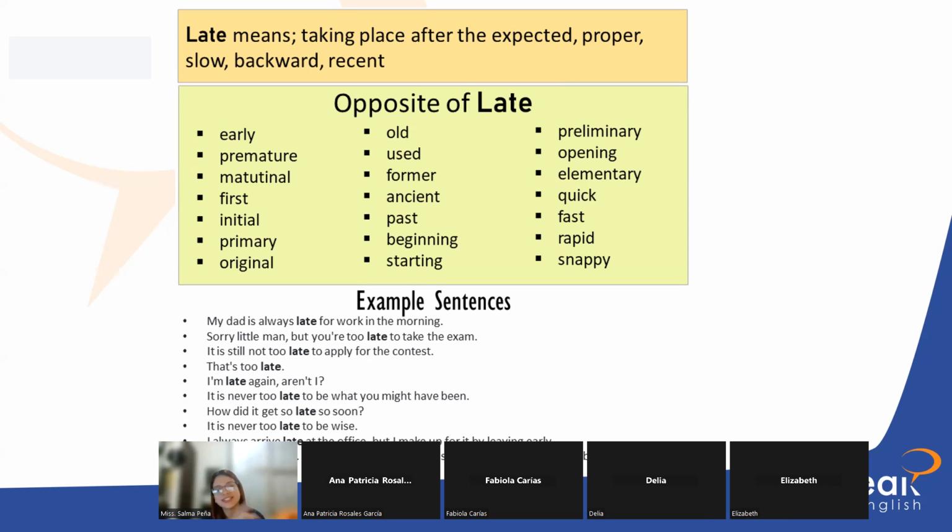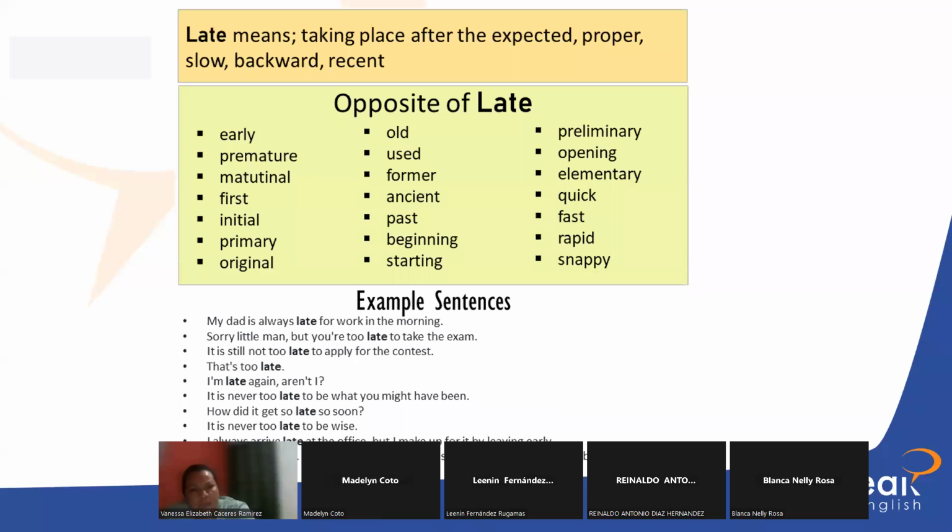Okay, so late is the opposite, right? Early, that's good, meaning. But late, it's bad. It's too late to do something. Taking place after the expected, proper, slow, backward, recent. And that's how we use it. It's always late. It's too late to take the exam. It's too late to apply for the contest. When you say it's too late in general, I'm late again. With these two words, we cannot add something else. It's just early and late. That's all that we have about it.